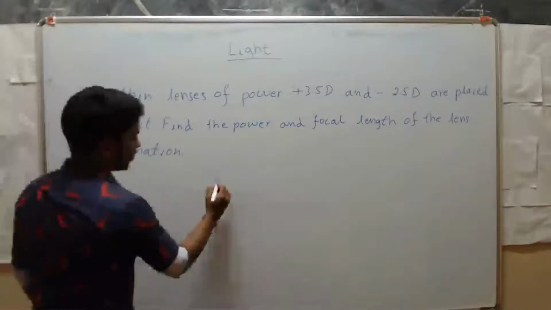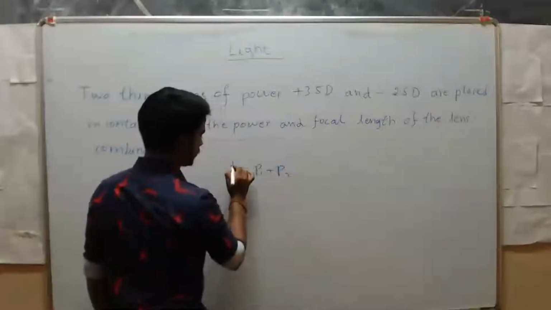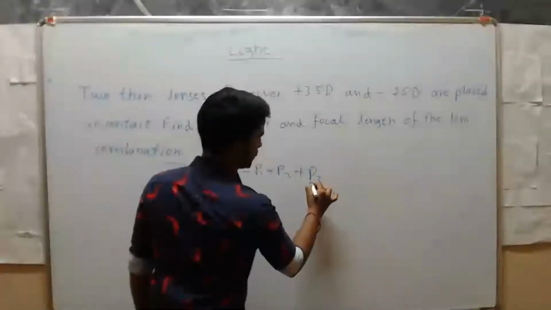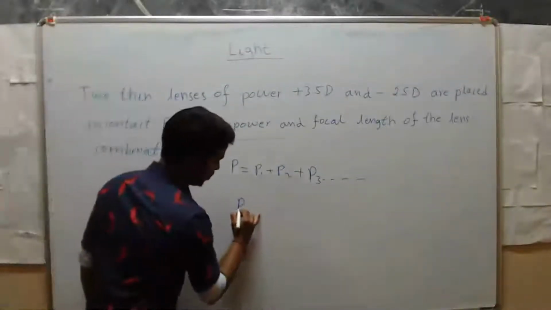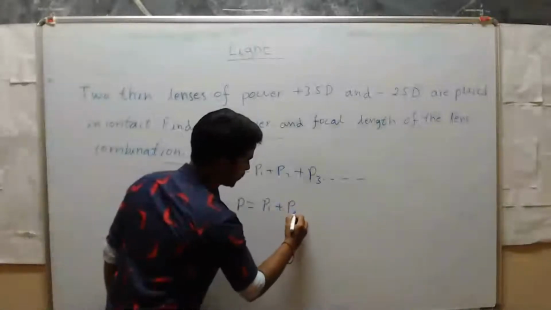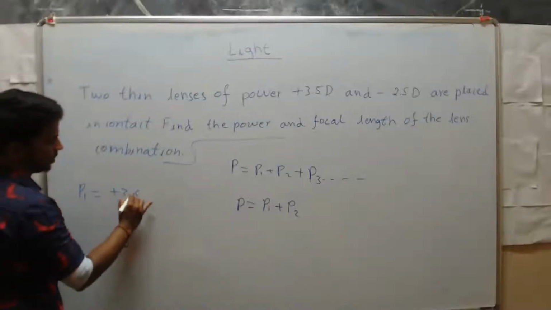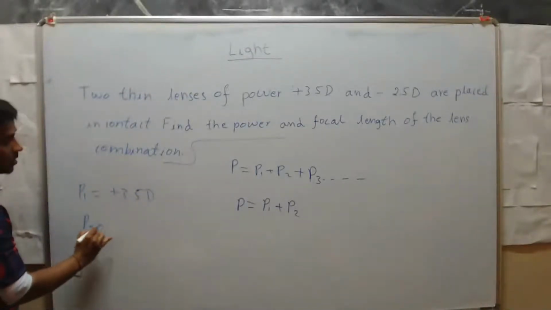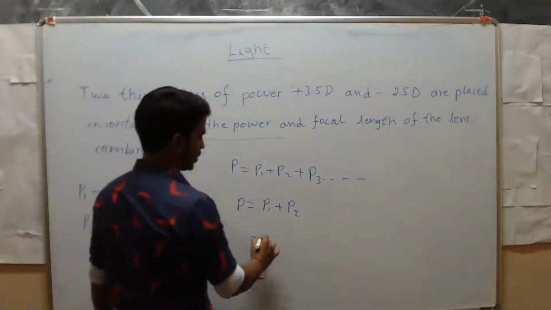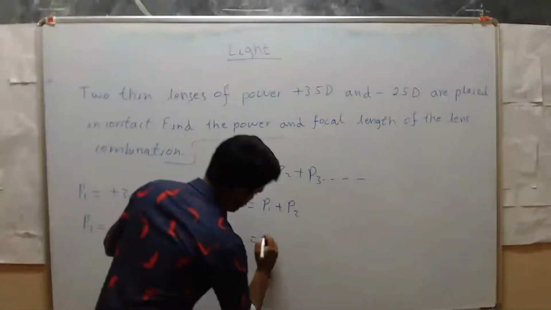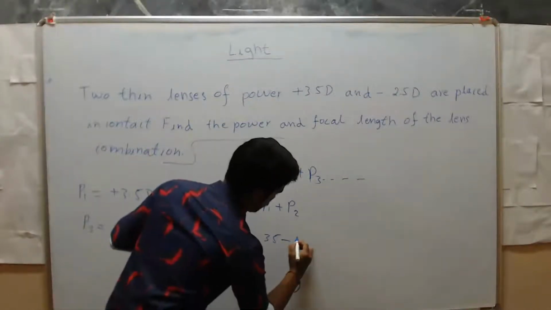P equal to P1 plus P2 plus P3 and so on. Here we have used two lenses, so we can write P equal to P1 plus P2. I will take P1 as plus 3.5D and P2 as minus 2.5D. Now substitute here: P1 is 3.5D and this is minus 2.5D.